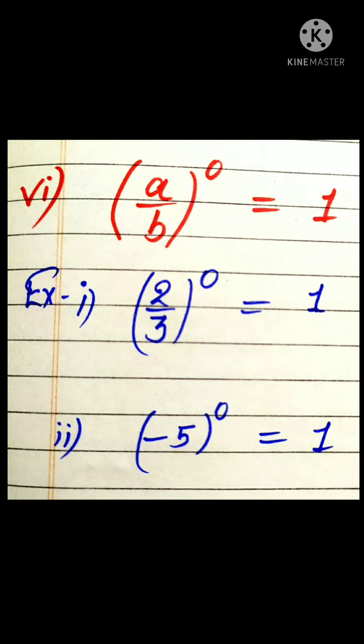Now next law is, if there is a rational number which is having power 0, then its value will become 1. Like any number or variable having power 0, its value becomes 1. Like as you are seeing the first example, it is 2 upon 3 to the whole power 0, then its value is 1, and second one is minus 5 to the whole power 0, then again its value will become 1.